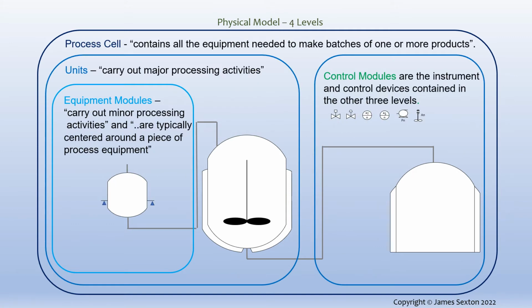Okay, to recap, a process cell contains all the equipment needed to make batches of one or more products. Units carry out major processing activities. Equipment modules carry out minor processing activities. And control modules are the instrument and control devices contained in the other three types.